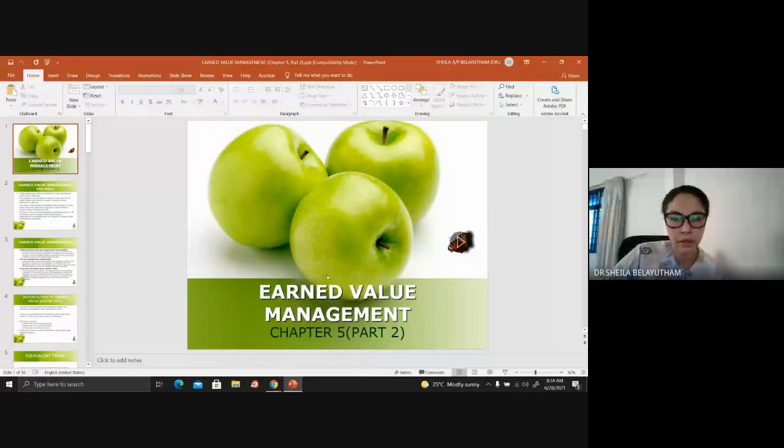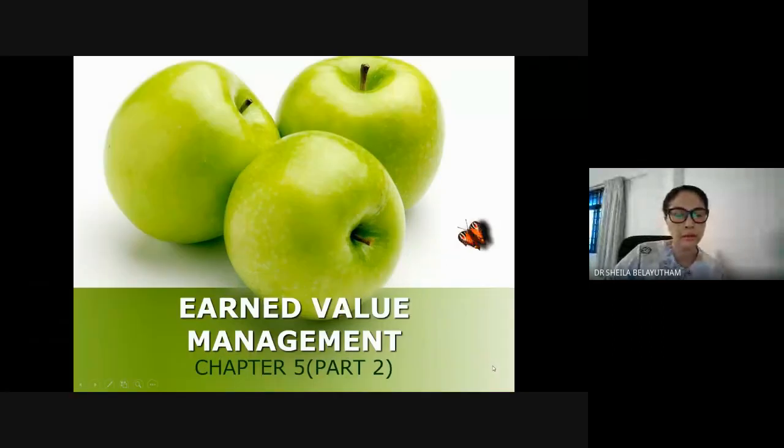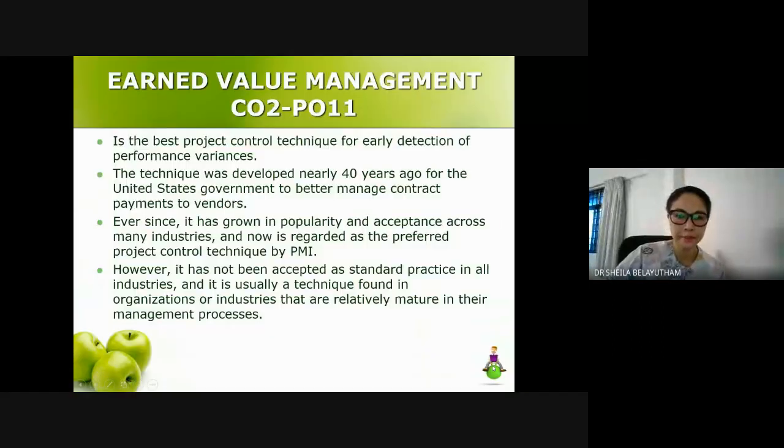Okay, so basically earned value will be the second part of the monitoring and control topic. So let's move straight on to earned value management. It is stated here that it is the best project control technique. I wouldn't say the best, but it's one of the ways that we can actually portray the cost factor and also the time factor.